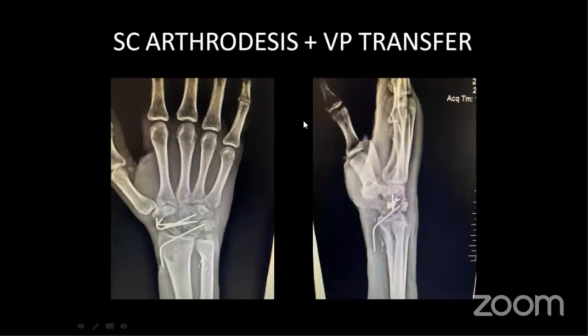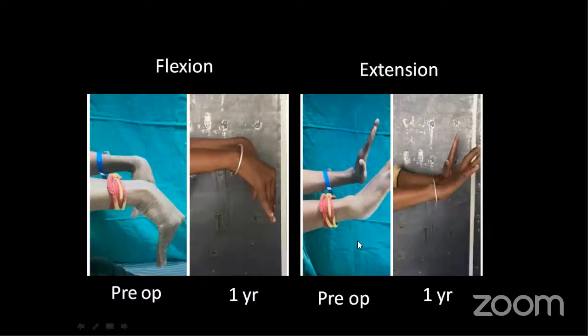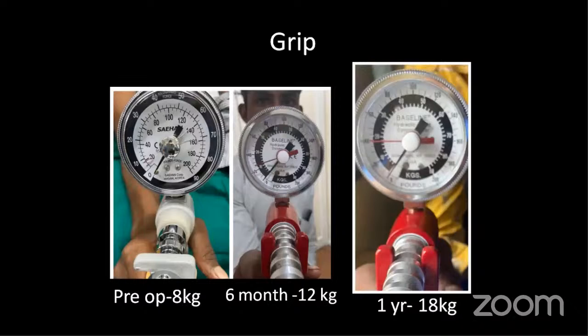And we did scaphocapitate arthrodesis plus vascularized pisiform transfer for this patient, because we want to decrease the intercarpal pressure on the lunate. So this is flexion pre-op and at 1 year, and extension. It is quite 10 degrees more than pre-op. But if you see the grip strength, pre-operatively it was 8 kg, at 6 months it was 12 kg, and after 1 year it was 18 kg. Grip strength was very good, no pain at all, and this is the 1 year follow-up.